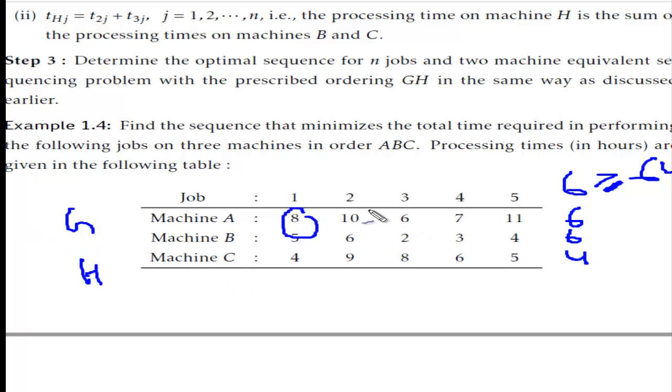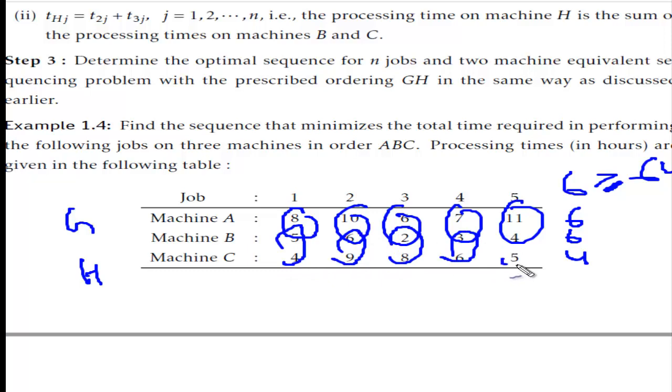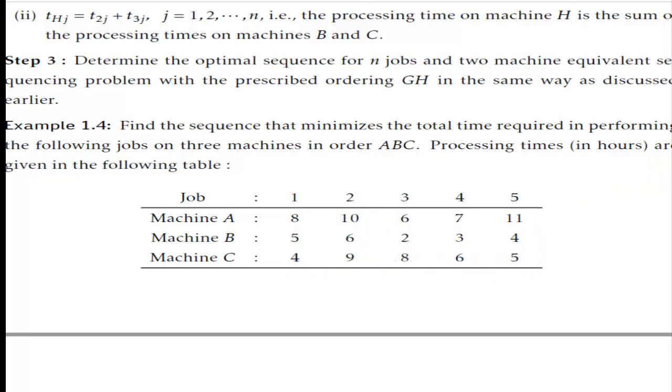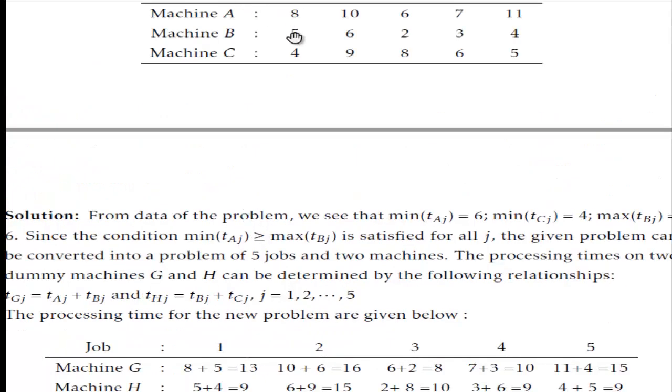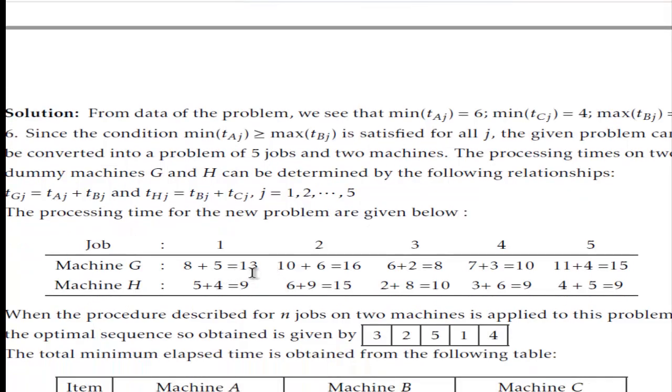Machine G's time will be 8 plus 5, 10 plus 6, 6 plus 2, 7 plus 3, 11 plus 4. And for machine H, it will be 4 plus 5, 9 plus 6, 8 plus 2, 6 plus 3, and 5 plus 4. Right? Like this. So I'm adding them, for G it will be 8 plus 5, as we see here, then 10 plus 6, 6 plus 2, 7 plus 3, and 11 plus 4. Same way for H, and we get 13, 16, 8, 10, 15, 9, 15, 10, 9, and 9. This will be my processing times.